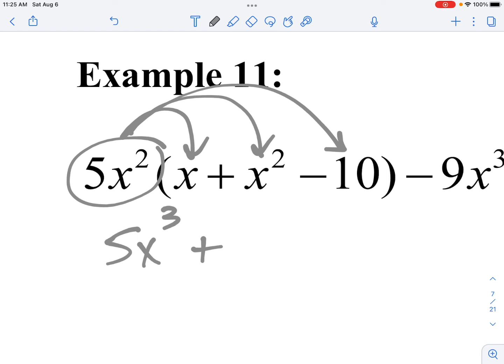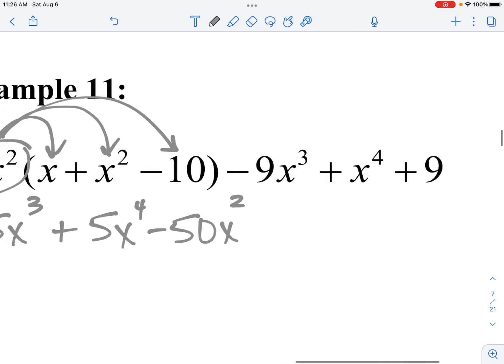Keep the plus sign, and now I'm doing 5x squared times 2 more x's, which is just 5x to the fourth. There's x squared here and x squared here. Remember, you add those exponents. And I'm going to take 5x squared times negative 10. Positive 5 times negative 10 is a negative 50. And there aren't any x's to multiply here, so this x squared just stays.